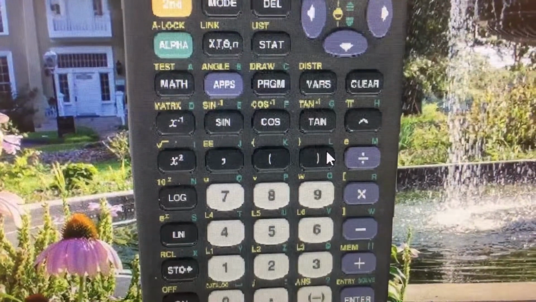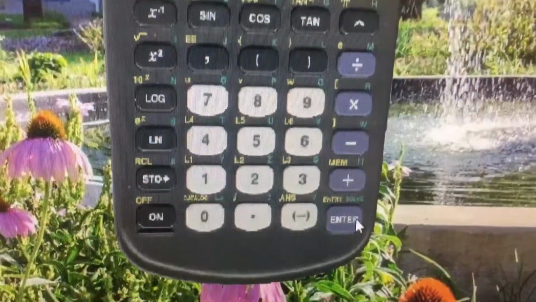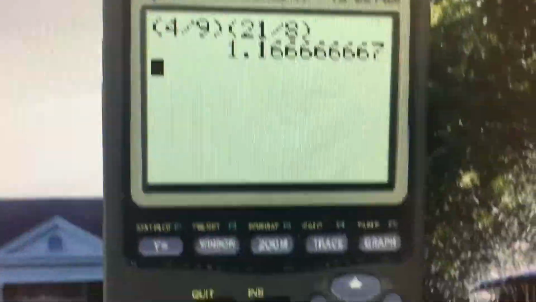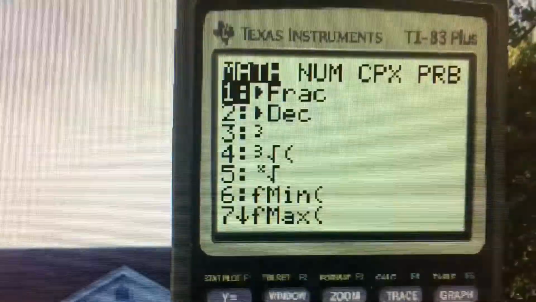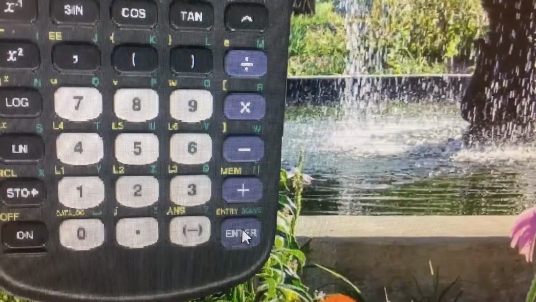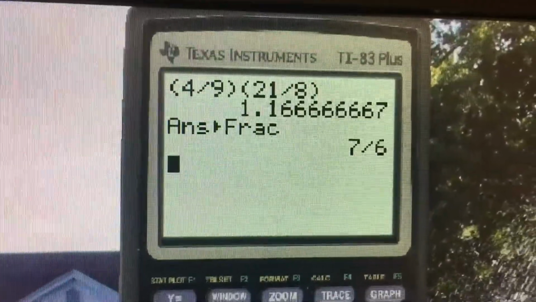Now on your screen, it should look just like what was on our paper. But to do a fraction, if I just push enter, it's going to give me a decimal answer. I need a fraction answer, so I'm going to go to the math button right here. If you look at your screen, it says fraction number 1. That's highlighted. I'm just going to push enter twice. And when I do, I come up with 7 over 6.